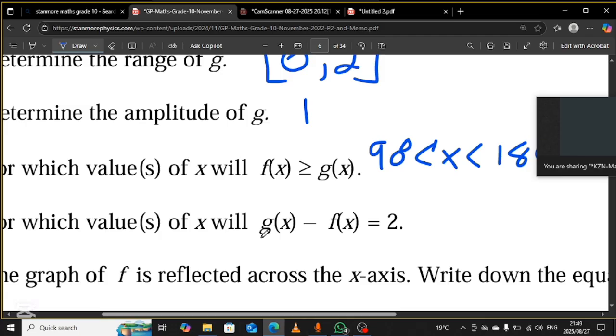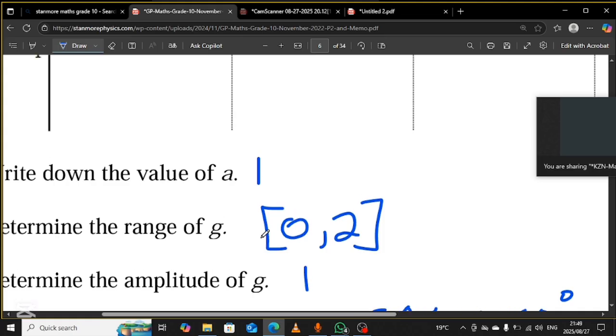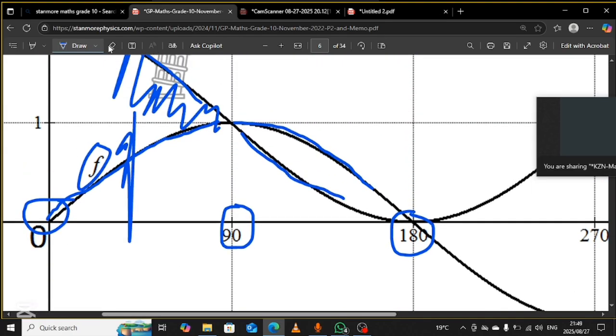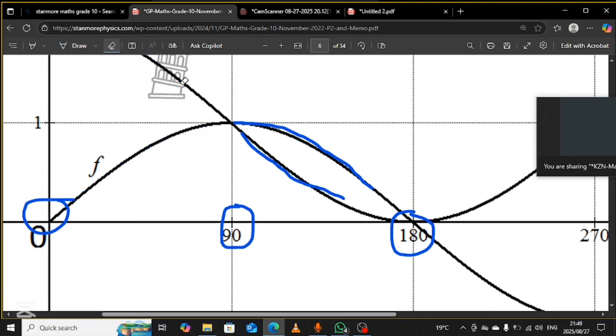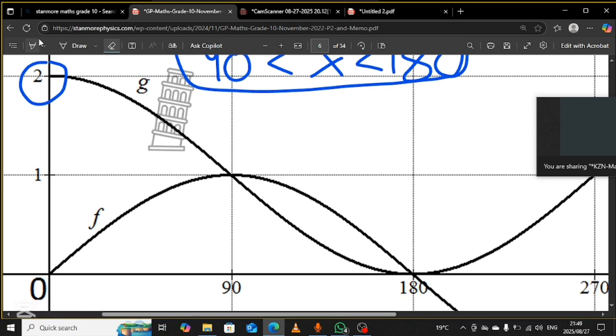So what method do you use? Let's also use the graphical interpretation method. I'm going to show you how easy the graphical interpretation method is. All you have to do is just look at the graph. So we are going to start here.